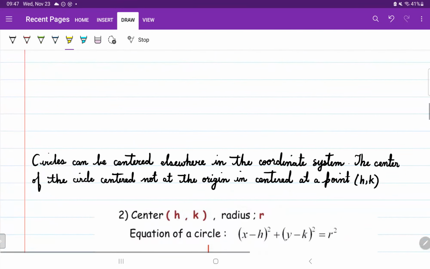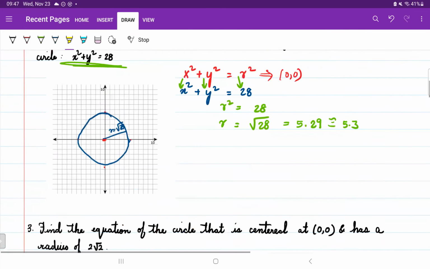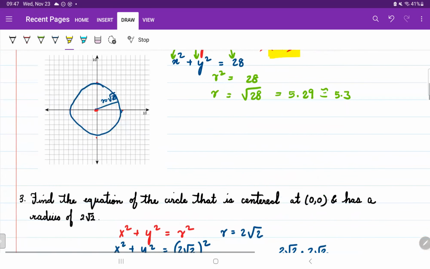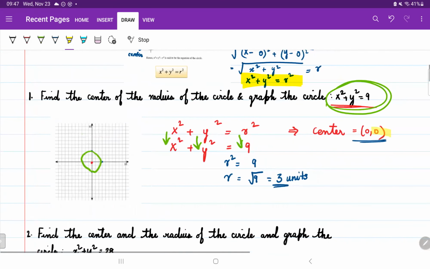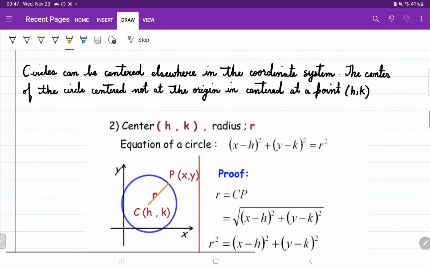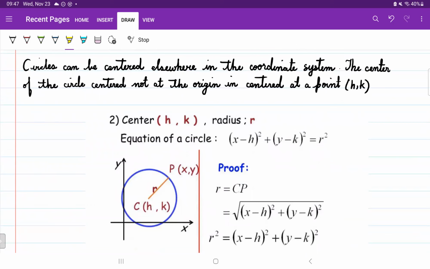Okay, so far we've seen 3 examples where our center is always 0, 0. So here we have center 0, 0, here, and as well as here. But circles can also be centered elsewhere in the coordinate system. The center of the circle that is not centered at the origin is centered at a point h, k. There's just a general convention that you just call it h, k. This is basically like just us calling x1, y1 or x2, y2. So it's just a common practice where we call the center as h, k.